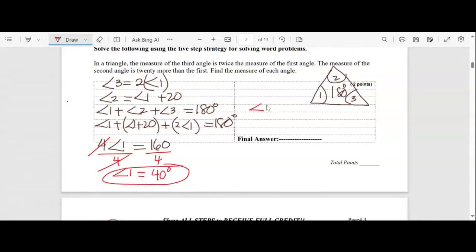Can I get angle 2? Yes. How can I get angle 2? Plus 20. So 40 plus 20. So angle 2 is how much? 60. Can I get angle 3? Yes. How can I get angle 3? 2 times 40, which is how much? 80. So your answer will be 40, 60, 80. Is that clear? Yes.